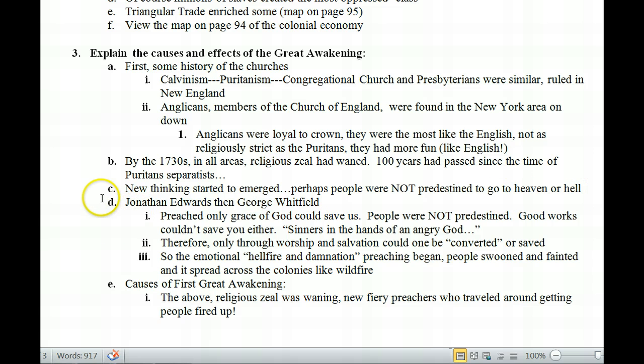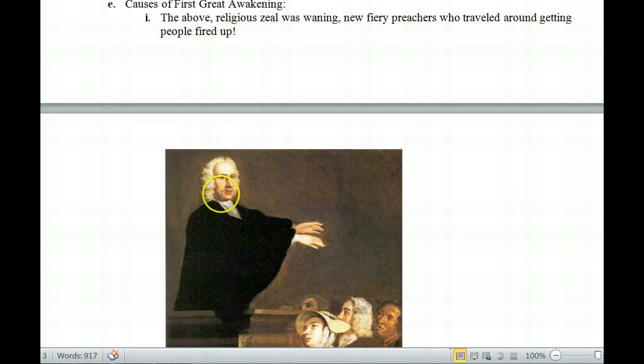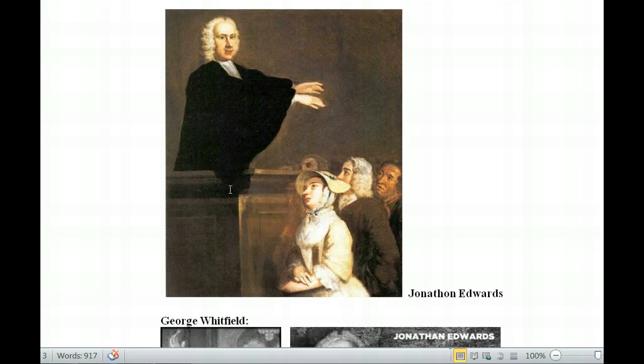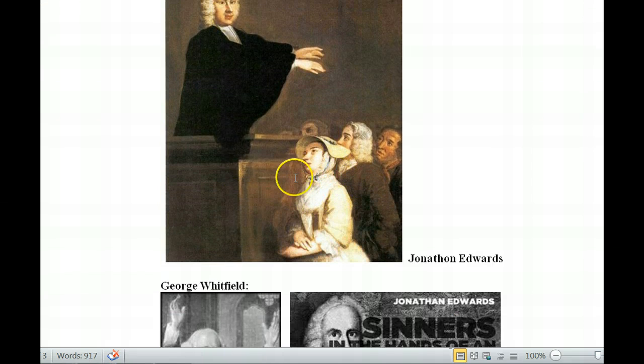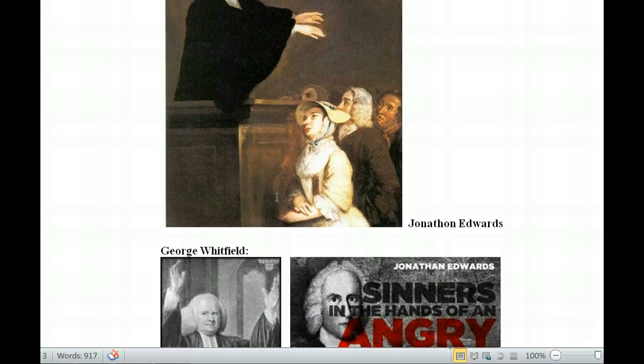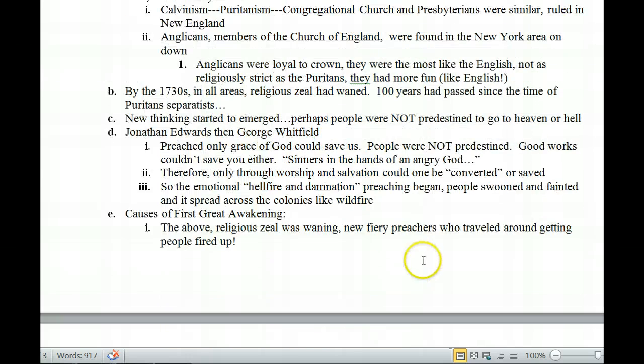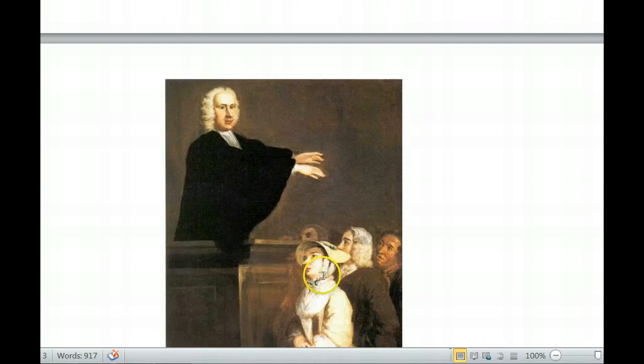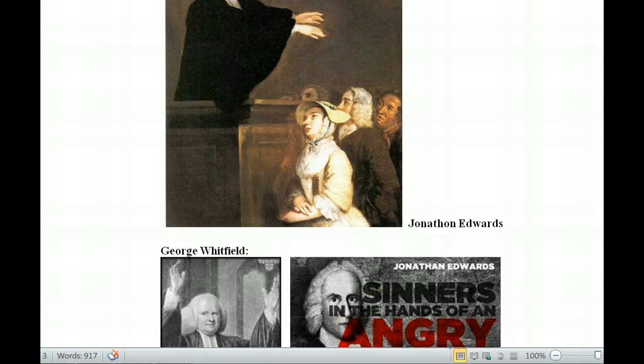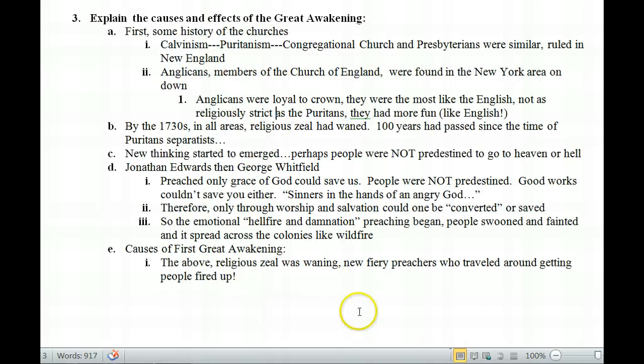So fiery preachers like Jonathan Edwards and George Whitefield. Here's Jonathan. He looks a little cross-eyed in this painting. I don't know if that was the case or not. And you see this lady, she's swooning. He's like the first Frank Sinatra. And here's George Whitefield. Who wouldn't love that hair? There's Jonathan, and he wrote Sinners in the Hands of an Angry God. How God hates us and hangs us over the pits of fire and hell like a spider. I mean, it's really kind of scary.